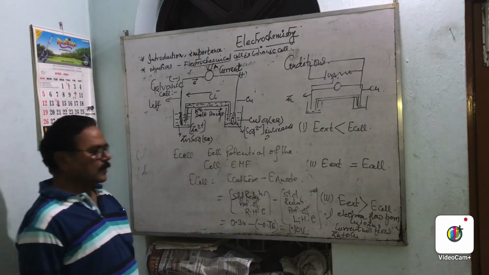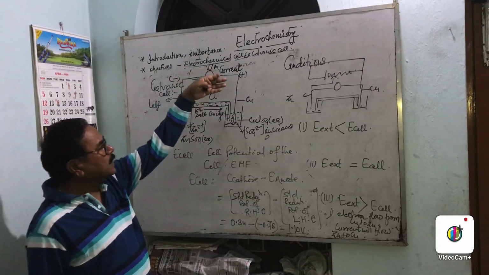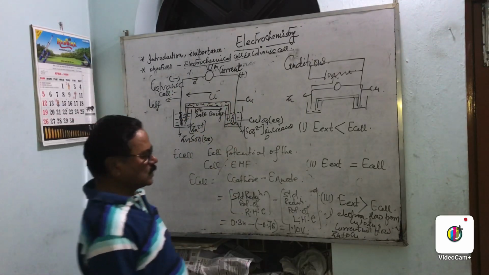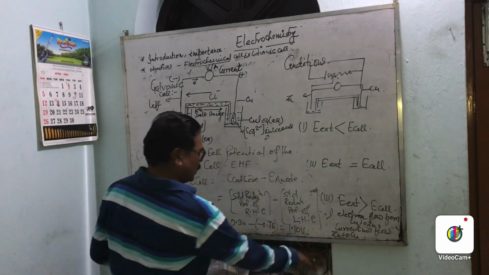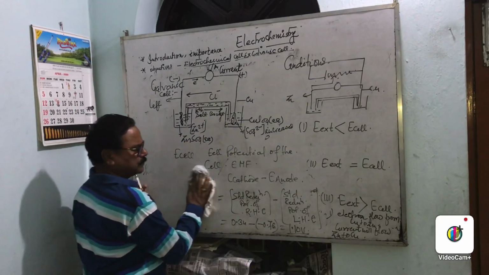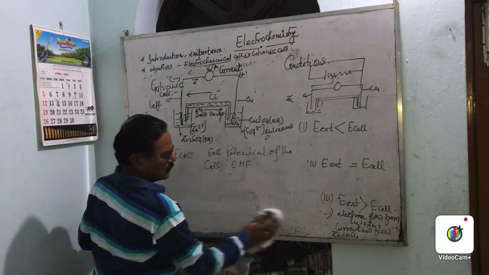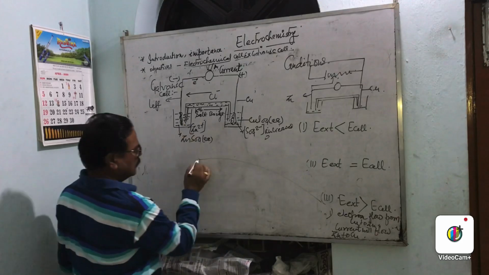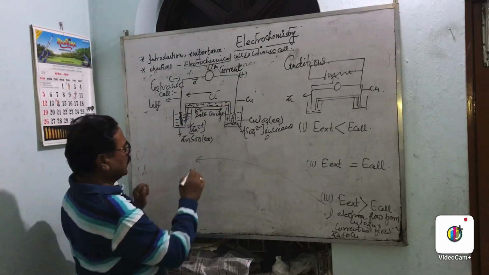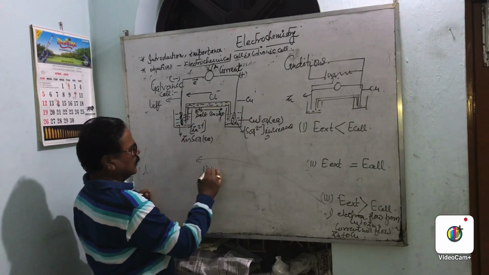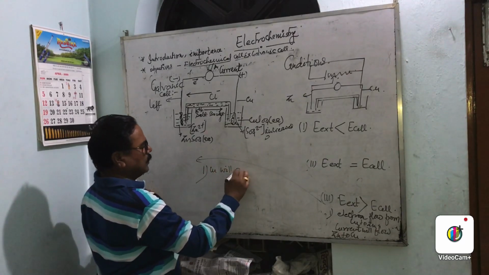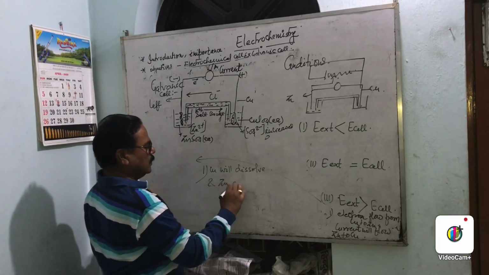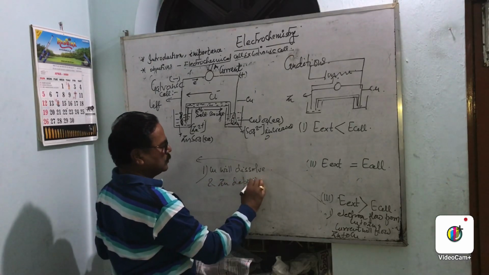First condition. Now, which one gets dissolved? Copper gets dissolved. Here, copper gets dissolved. So for here, this copper will dissolve, and zinc is deposited.